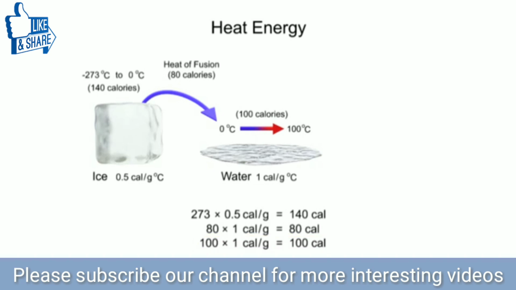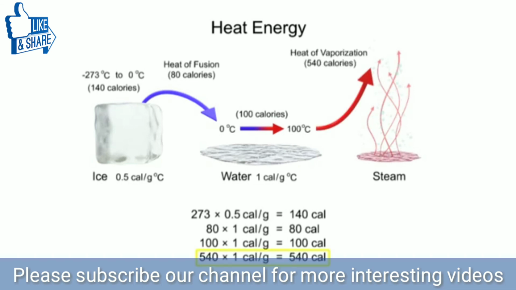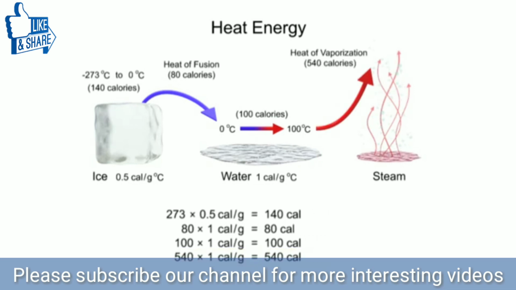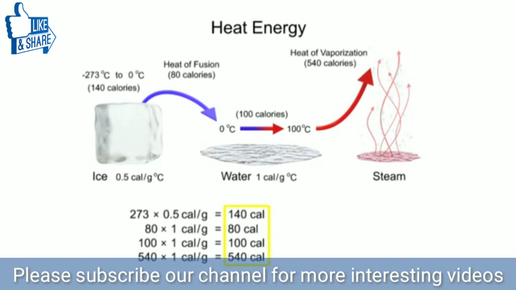The final phase change of 1 gram of boiling water to steam would require an additional 540 calories. Adding all of these values together yields 860 calories, the amount of heat energy it takes to transform 1 gram of ice at absolute zero to steam.